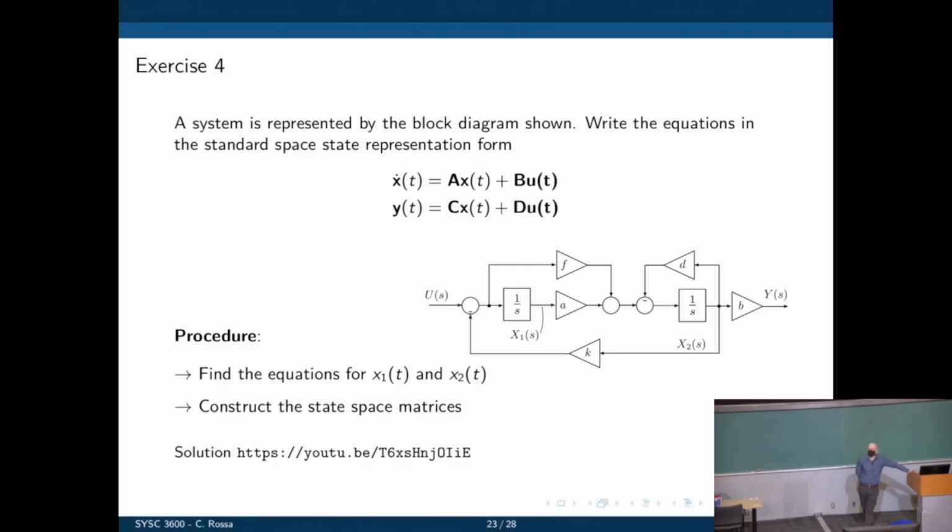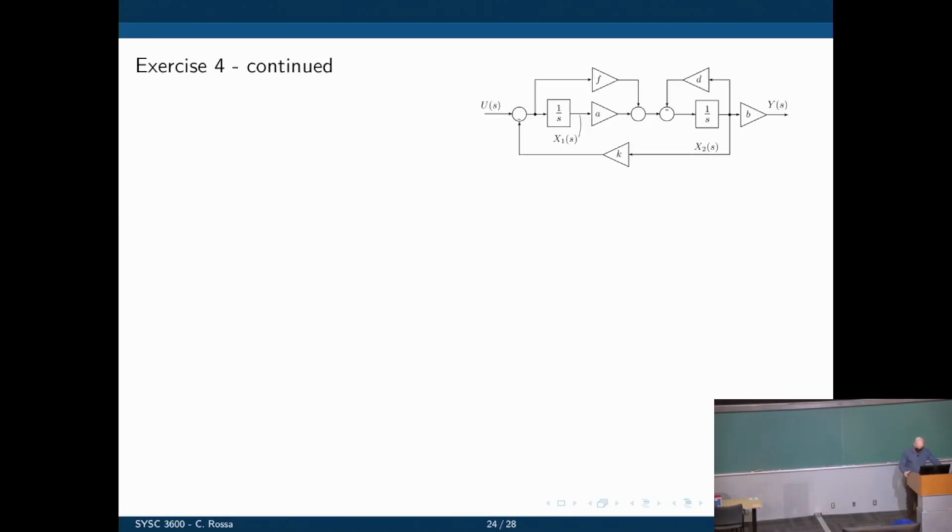That's Y of s. That's the output. And you have two states here, two integrators. I'm calling the first state x1, just after the first integrator, and x2 is the other, just after the second integrator. So let's do the equations.